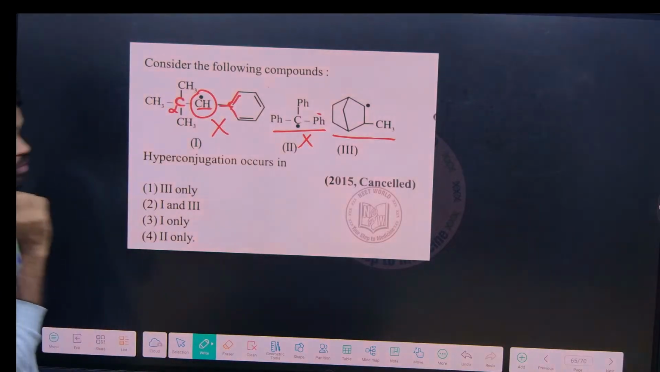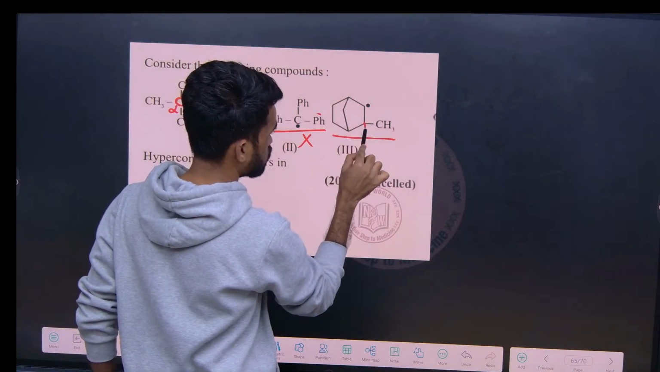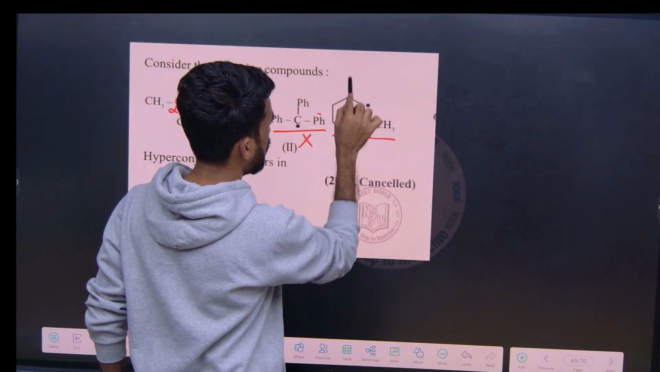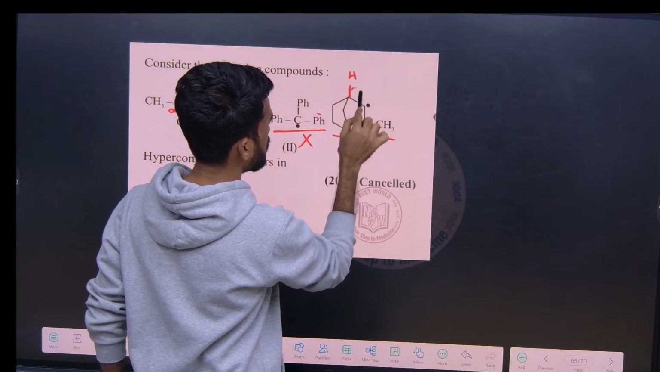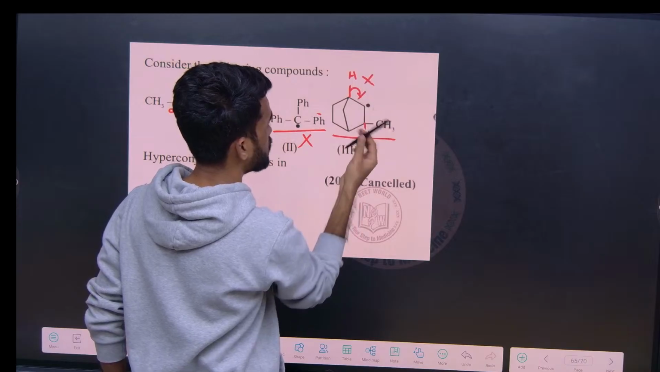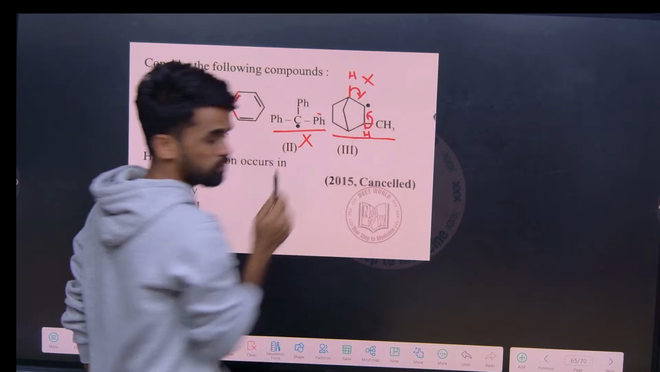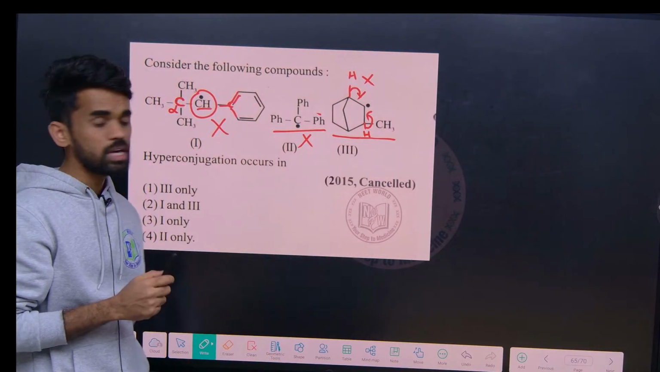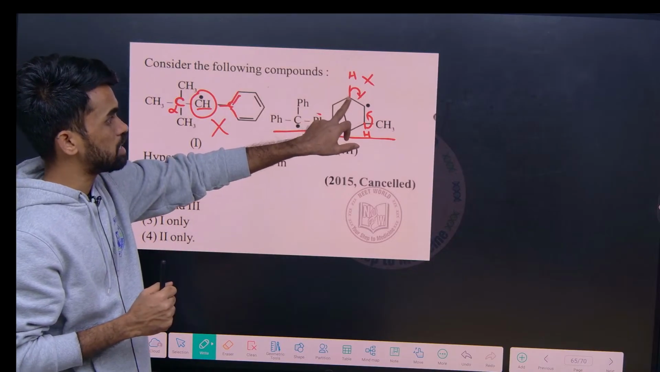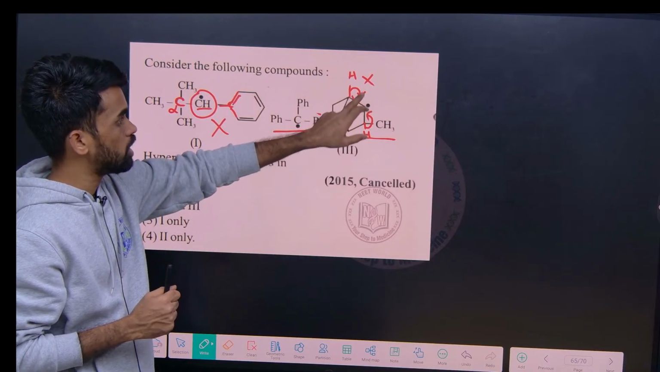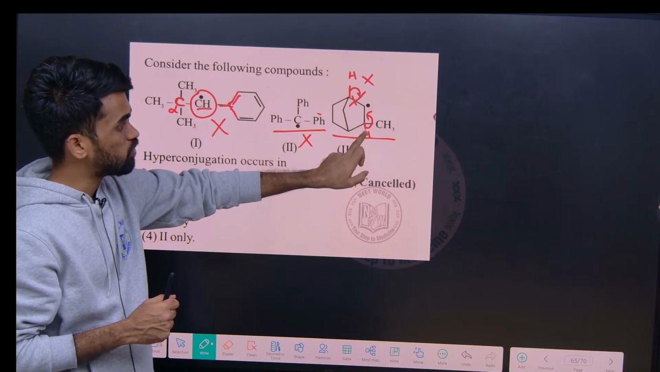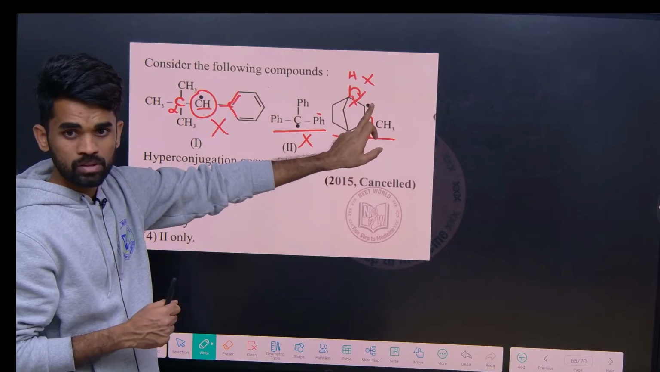How will it be? From this side you have one alpha hydrogen, right? Here also you can have one hydrogen, but this alpha hydrogen does not participate. This one will participate, from the downside, the methyl group side. Because at the bridgehead you should not generate a double bond, there is no hyperconjugation from the above side, but from the below methyl group side we have hyperconjugation.